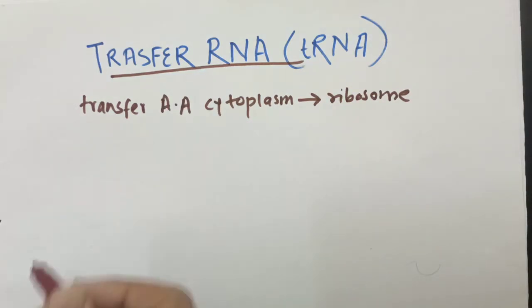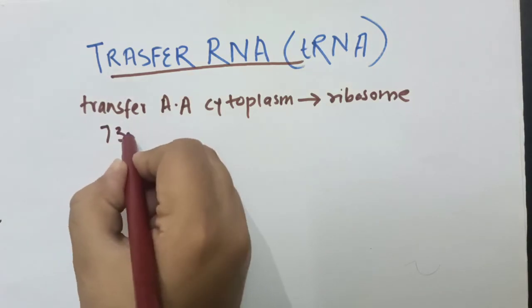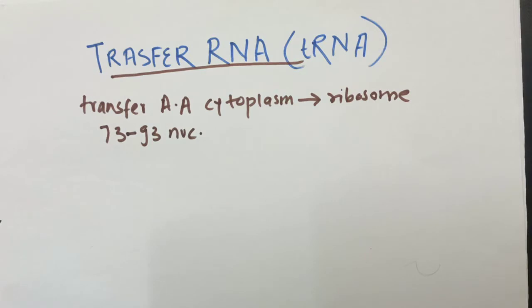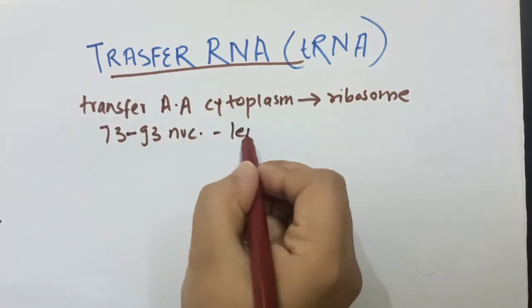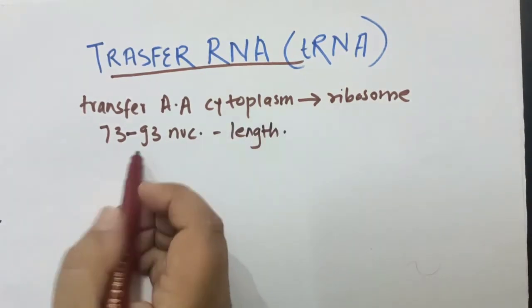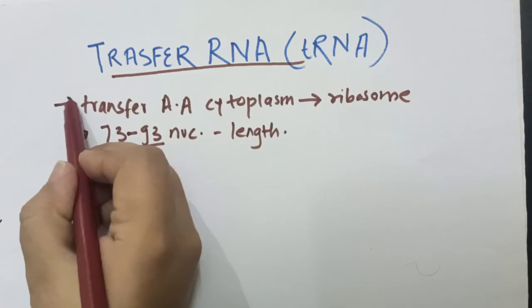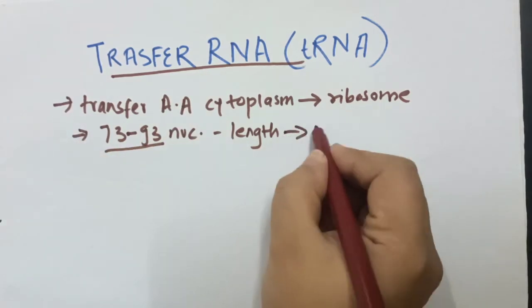The tRNA has about 73 to 93 nucleotides in its structure in length. So this is the length of each molecule of one tRNA.